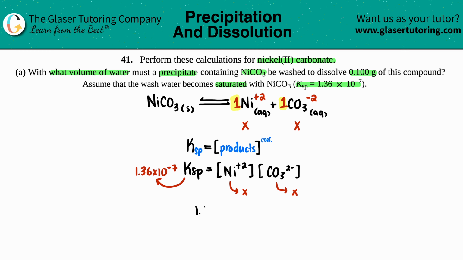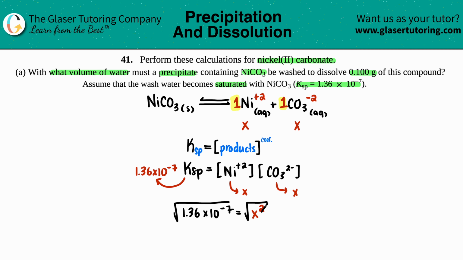So let's go for it. 1.36 times 10 to the negative 7th equals x times x, and x times x is just x squared. So if I want to just find out what x is, I will do the square root on both sides. So let's see. Square root of 1.36 times 10 to the negative 7th.